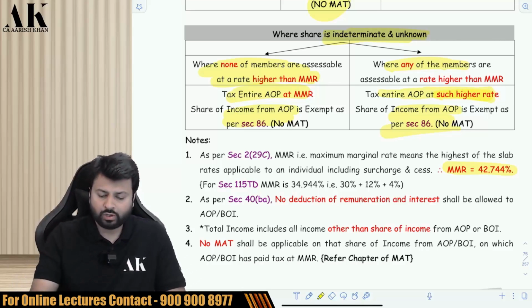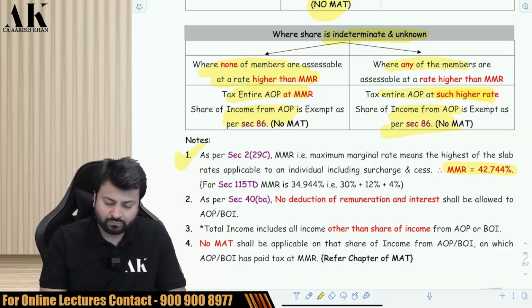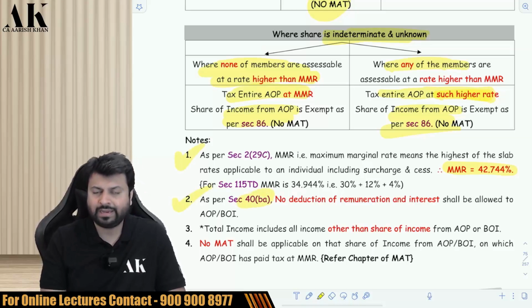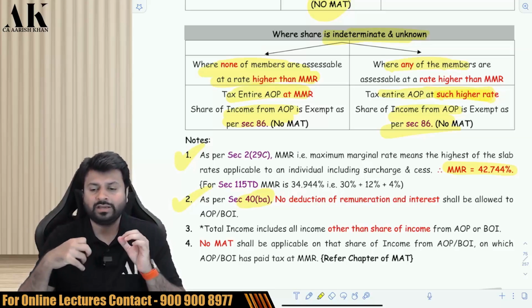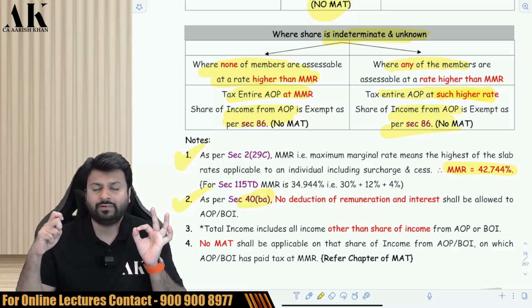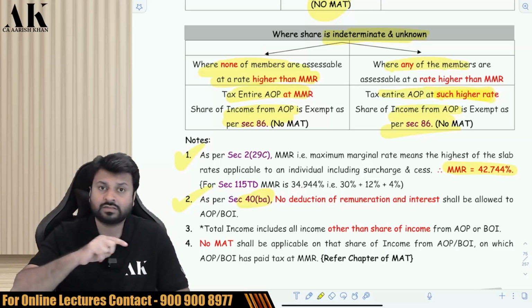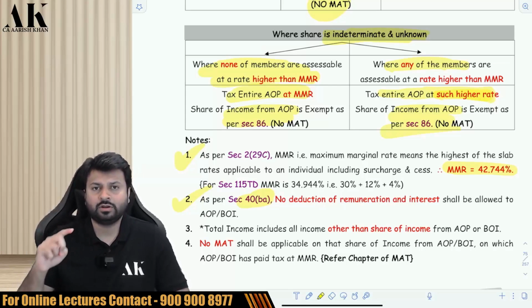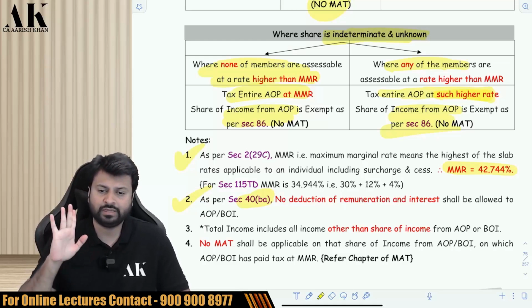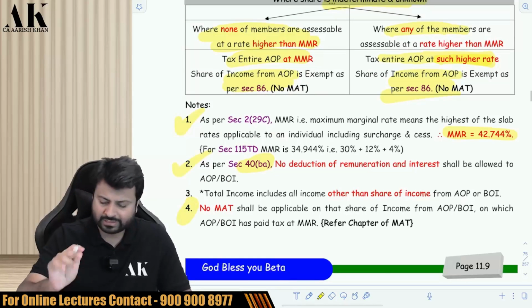Okay. What is the definition of MMR? It is given over here. What is 40BA saying? 40BA is saying that in case of AOP BOI, it is not going to get any deduction of interest and remuneration the way a partnership firm gets deduction under 40B. In case of AOP BOI, the deduction of remuneration and interest is disallowed when it is paid to members. Okay, be very careful. No MAT will be imposed. That is something which I have told you.